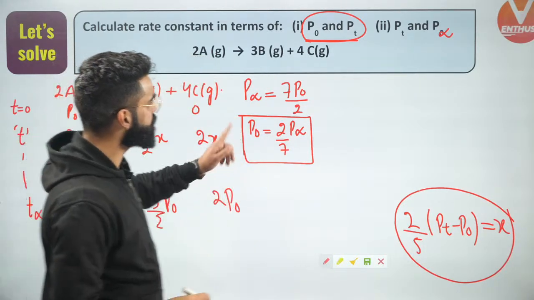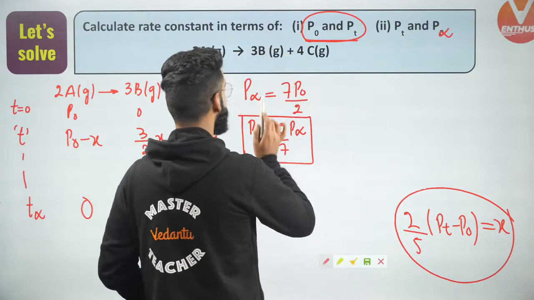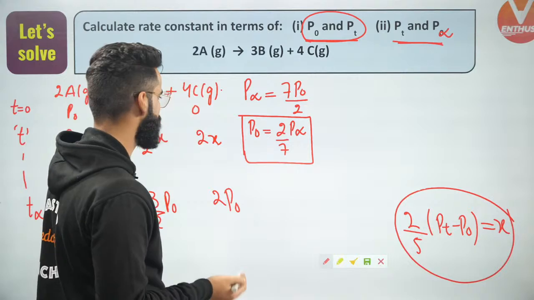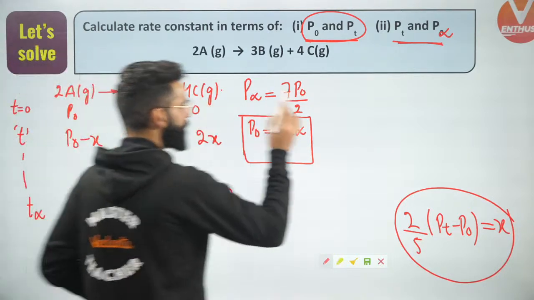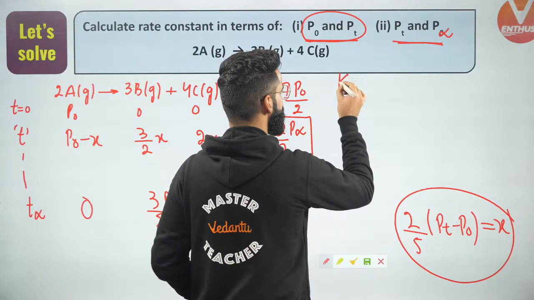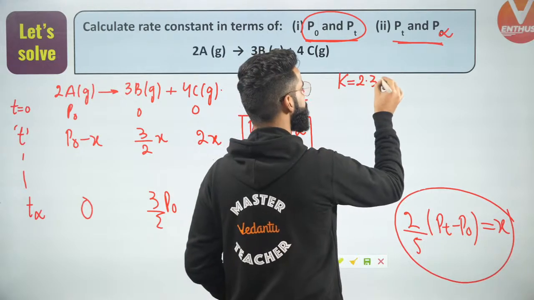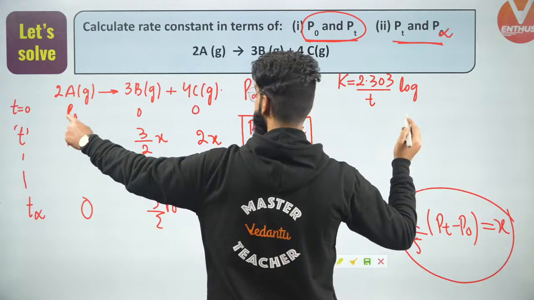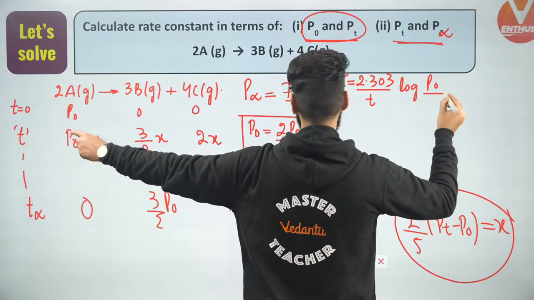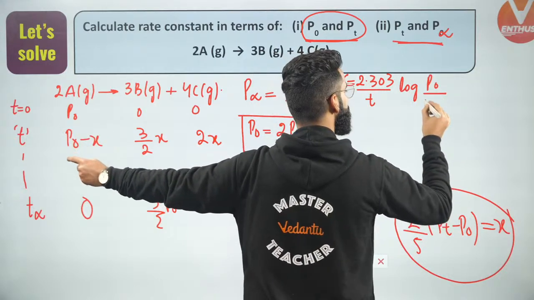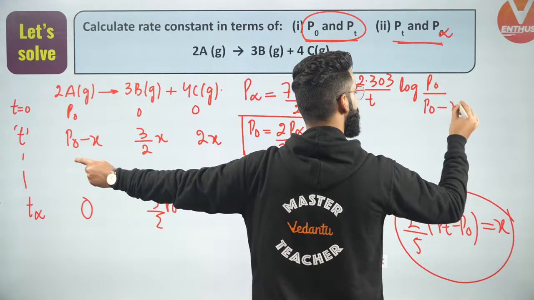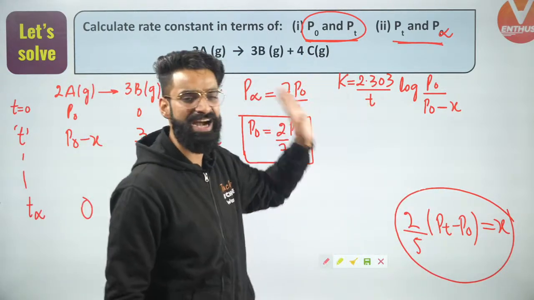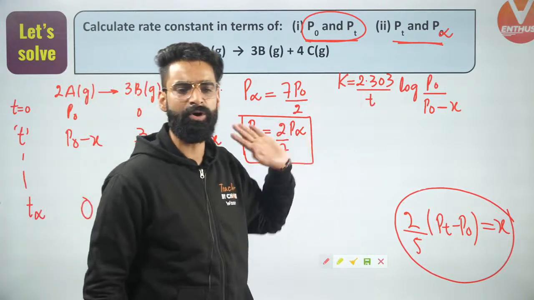Yes, I got the P naught value in terms of P infinite. Correct? What am I supposed to do? I'm going to write the expression of K in terms of PT and P infinite. I think it's almost done. Now let me write the integrated rate expression. It's going to be K is equal to 2.303 divided by T, log of initial concentration, that means initial pressure of reactant, divided by pressure of reactant left at time T, which is going to be P naught minus X. But I need the value of K in terms of PT and P infinite. I do not need these P naught terms right here.